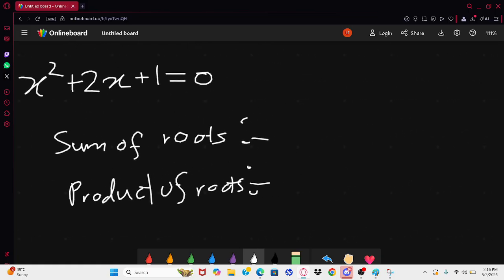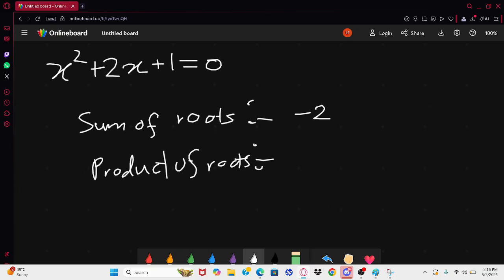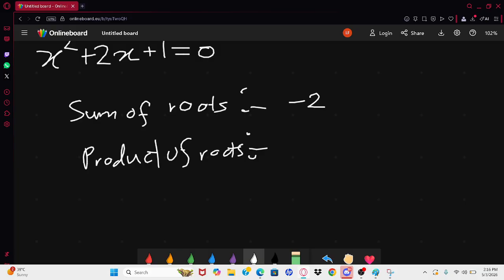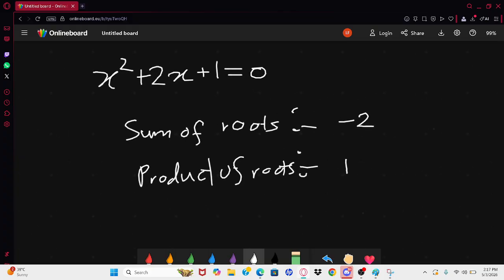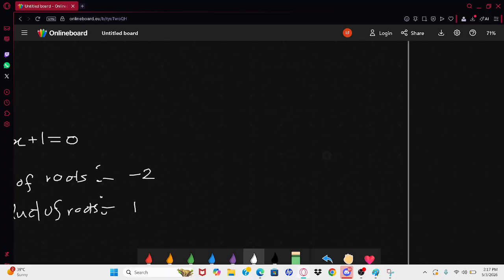So alpha plus beta equals minus b over a, which is negative 2. And the product of roots is alpha times beta, which is c over a, which is 1. Sum of roots equals negative b over a. Alright, so next one.